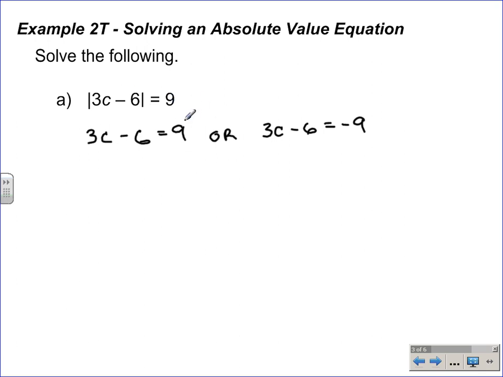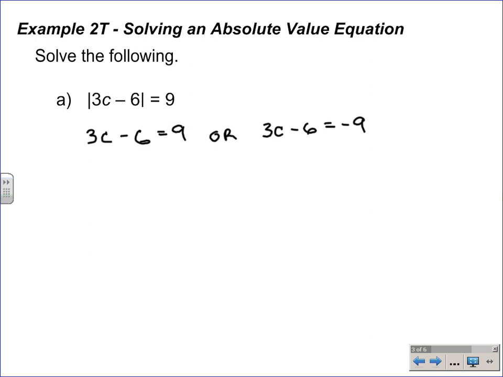On the left of the OR is going to give us the one solution. On the right of the OR is going to give us the other solution. We write the equation on the left of the OR by copying the given equation without the absolute values. And on the right-hand side, we find the other solution by the definition. It's the opposite of whatever this number is going to be. So it's 3c minus 6 is equal to the opposite of whatever that number is, in this case, 9.